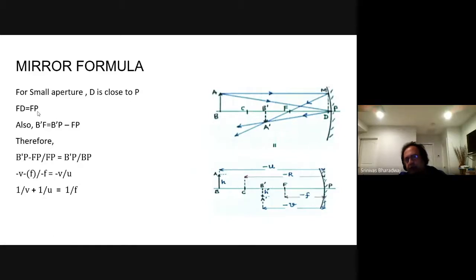So small aperture always means the paraxial approximation, right? FD, he says, is roughly equal to FP. Therefore, BF equals BP minus FP, and using that, he derives 1/v + 1/u = 1/f. Notice the small aperture, D close to P, approximation used. Therefore 1/v + 1/u = 1/f in the case of a concave mirror, right? v, u, and f are all positive.